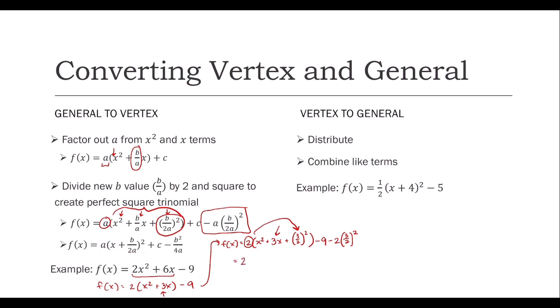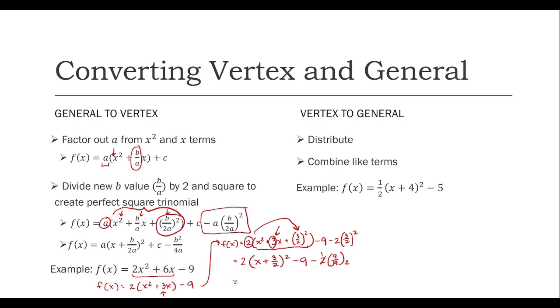So this is 2 times this here. It's our perfect square trinomial, so it'll just become x plus b over 2. So x plus 3 over 2 squared. And then we have minus 9 minus 2 times 3 over 2 squared is 9 over 4. And then this 2 and 4 can simplify to a 1 and 2.